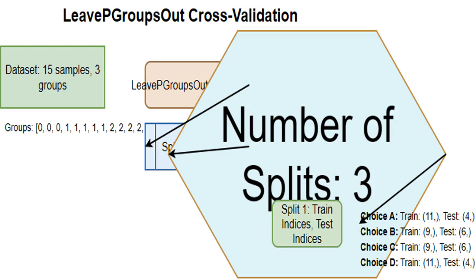Because I have 3 groups and I'm leaving out 2 at a time, I will have exactly 3 different ways to split my data into training and testing sets. Think of it as selecting 2 groups out of 3. There are only 3 combinations.